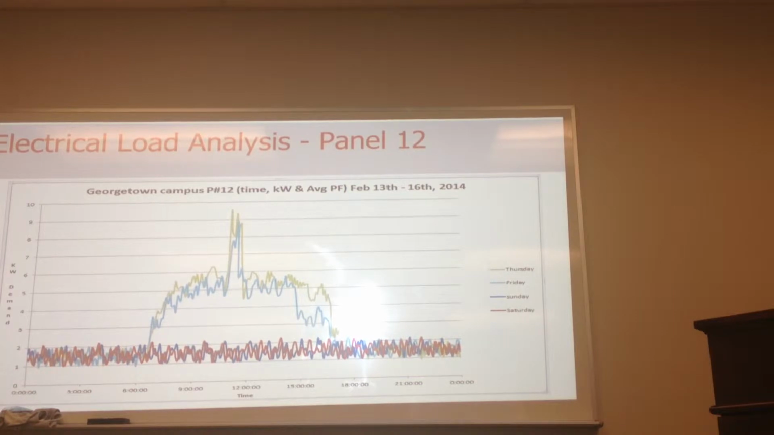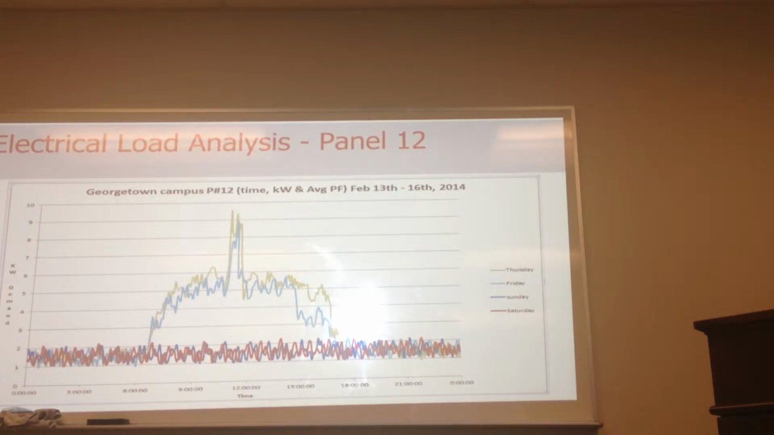So this one is the electrical load analysis for panel 12. It was taken from February 13th to the 16th. You can see between 1 kilowatt and a little over 2 kilowatts is the base load for the weekend, that's Saturday and Sunday. On Thursday and Friday, you see an increase in consumption around 7:30, up to 6.3 kilowatts around 10 o'clock. Around lunchtime hours, it shoots straight up to above 9 kilowatts, and 9.5.